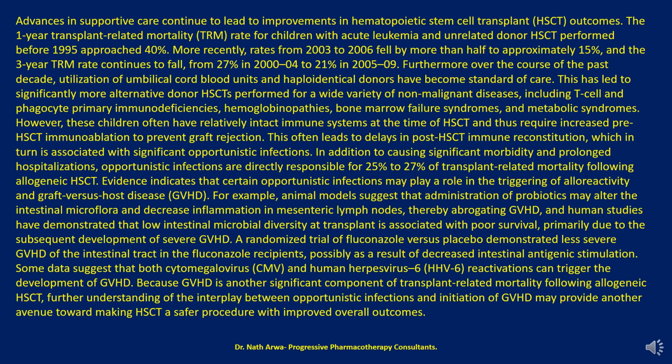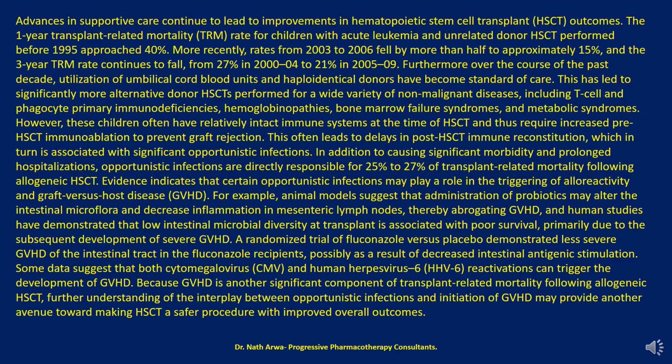The one-year transplant-related mortality, TRM, rate for children with acute leukemia and unrelated donor hematopoietic stem cell transplant performed before 1995 approached 40%. More recently, rates from 2003 to 2006 fell by more than half to approximately 15%, and the three-year transplant-related mortality rate continues to fall, from 27% in 2000 to 2004 to 21% in 2005 to 2009.